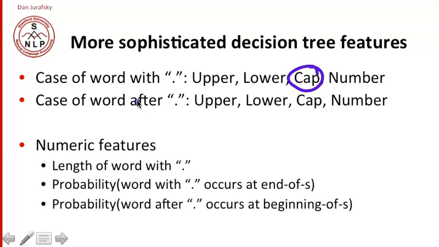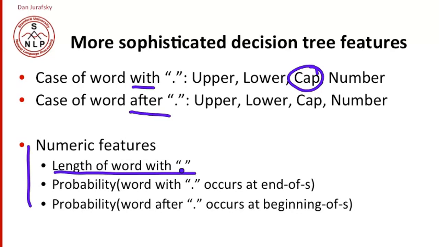We can look at the word with the period. We can look at the word after the period. If the next word starts with a capital letter, then I'm likely to be the period that ends a sentence, because the next word starts with a capital letter. And we can look at lots of numeric features. So we can look at, am I a long word or a short word? So abbreviations tend to be relatively short. Acronyms tend to be very short.